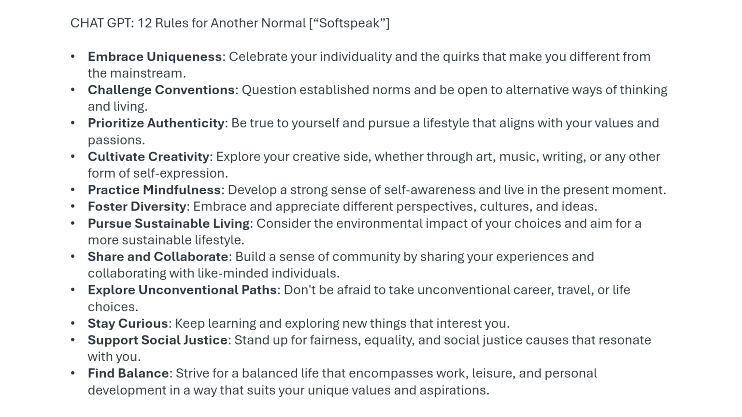So I have a few last words on AI, if you allow me. Is that okay? I asked ChatGPT for rules for another normal. I mean, same text as I used, and then I get this.